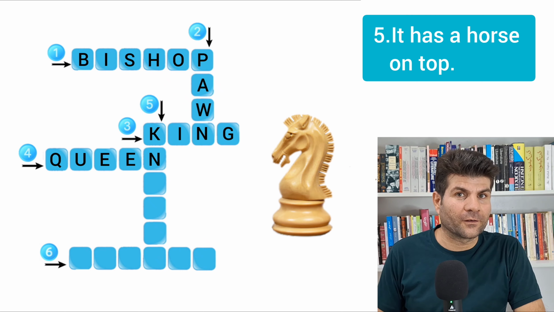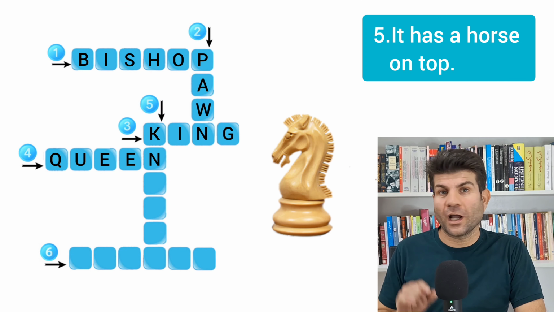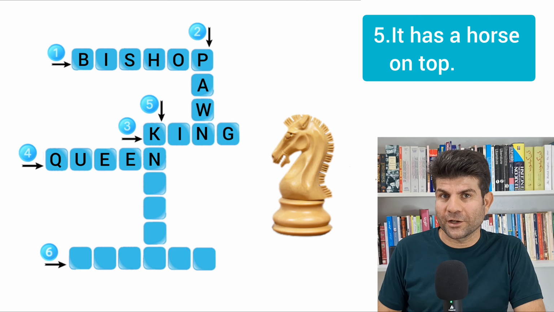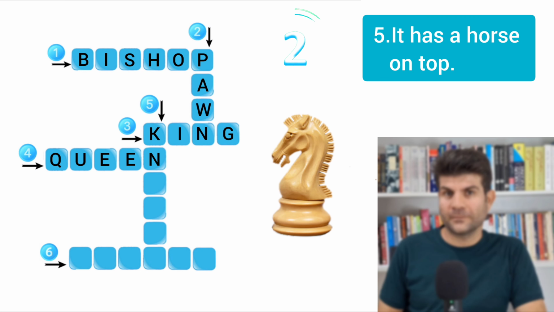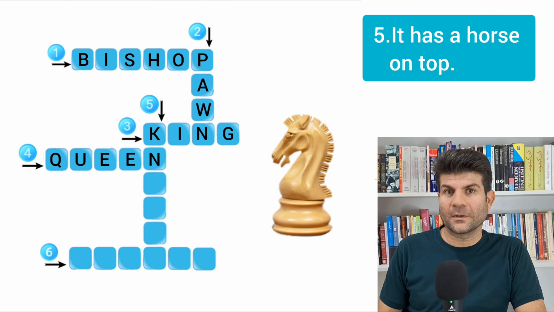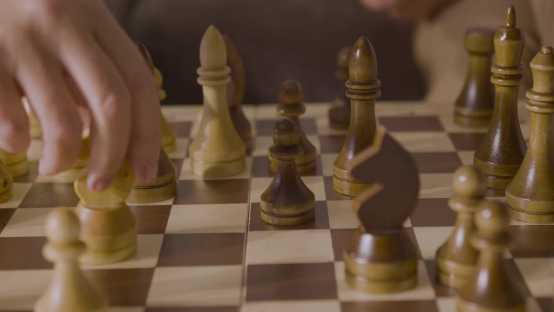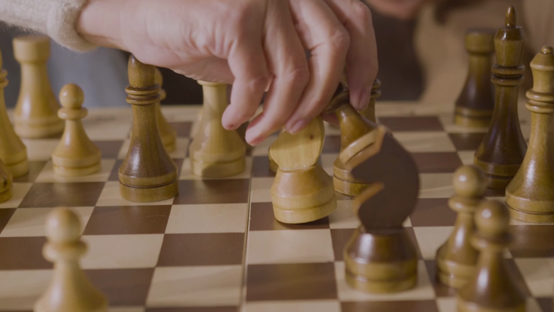What about number five? This piece has a horse on top. Do you know the word in English? The knight. It is the knight, and it moves like L on the board.